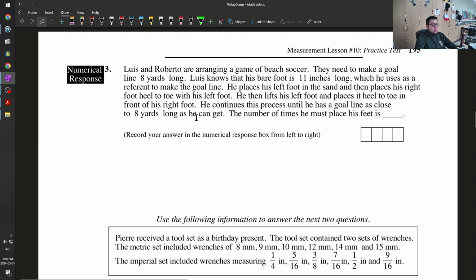Keep going. Louis and Roberto are arranging a game of beach soccer. They need to make the goal line 8 yards long. Louis knows his bare foot is 11 inches long. He uses it as a reference to make a goal line. He places his left foot in the sand and places his right heel against the toe of his left foot. He continues this process until he gets as many as he can along the goal line. So 8 yards.